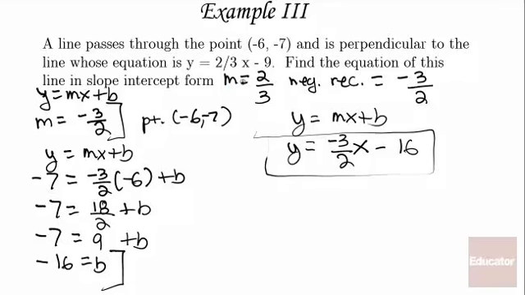Since m equaled 2/3, I took the negative reciprocal of that, which is m equals negative 3/2, and I found my slope. Then I was given a point on this line, negative 6, negative 7, and I inserted those values into this equation, as well as the slope that I had found, and I solved for b. b equals negative 16. Once I had the slope and the y-intercept, I could write it as y equals negative 3/2 x minus 16.